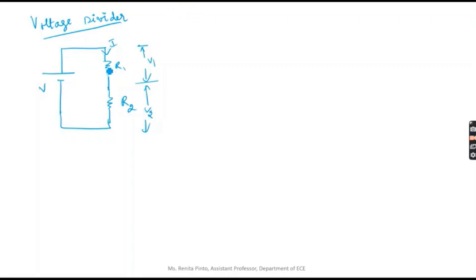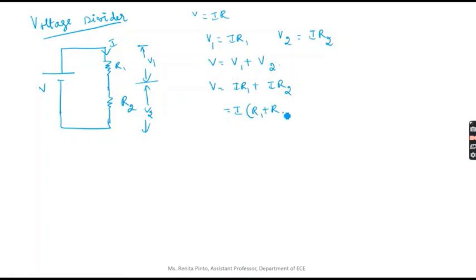Now, first, using this circuit and using Ohm's law, V is equal to I into R. Now you can directly write V1 is equal to I into R1. Similarly, V2 is equal to I into R2. Also from your circuit, you can write V is equal to V1 plus V2. Now let me substitute this. V is equal to I into R1 plus I into R2. So I will be common, so I into (R1 plus R2) equals V. So from this, I is equal to V divided by R1 plus R2.